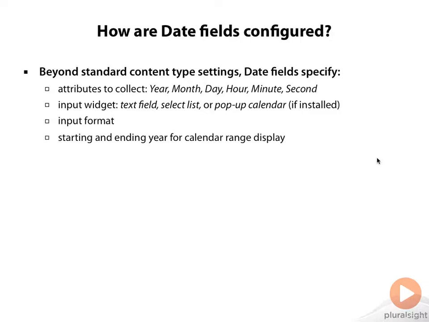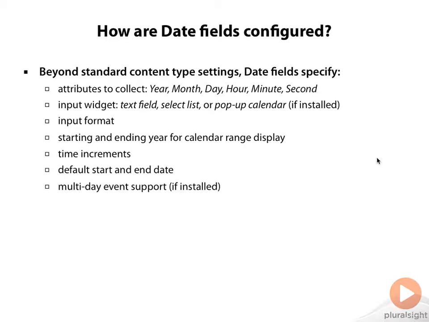You can set a starting and ending year, which will control the range of the calendar display when it is displayed as a calendar. You can specify the time increments. It defaults to 15 minutes. You can specify a default start and end date, assuming that you are supporting multi-day events, because that is optional. Multi-day event support can be installed and enabled, as we've done, but it's not necessary.